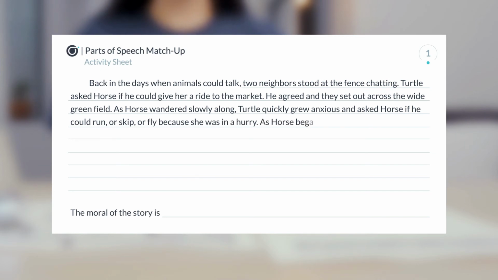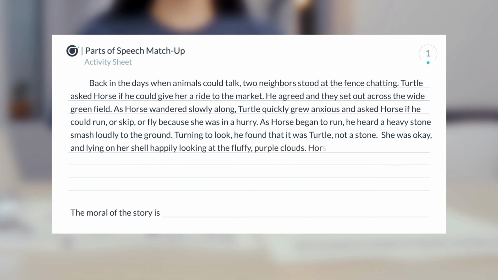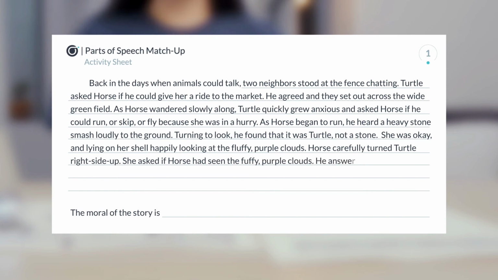As Horse began to run, he heard a heavy stone smash loudly into the ground. Turning to look, he found that it was Turtle, not a stone. She was okay and lying on her shell, happily looking at the fluffy purple clouds. Horse carefully turned Turtle right side up. She asked if Horse had seen the fluffy purple clouds. He answered, "I was wandering slowly so that we could enjoy them."